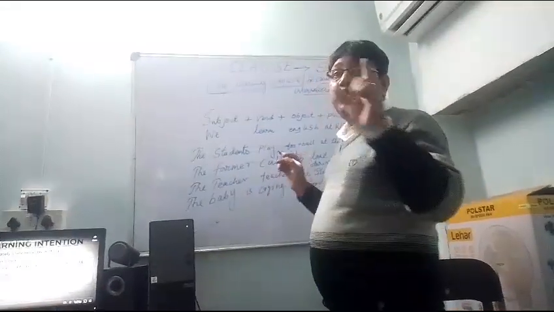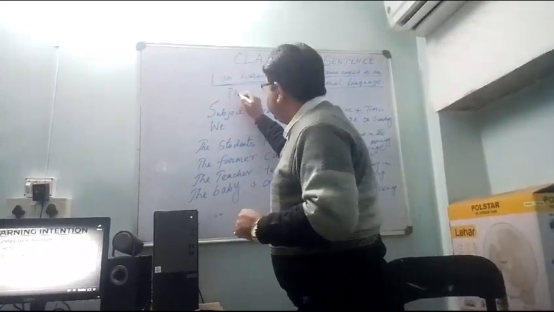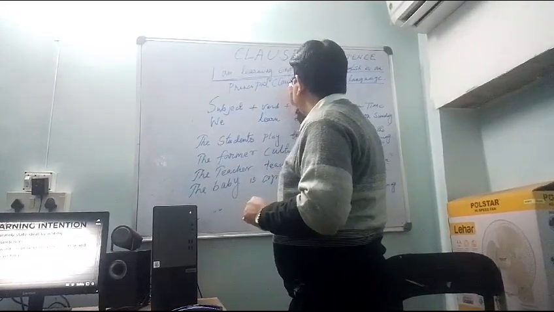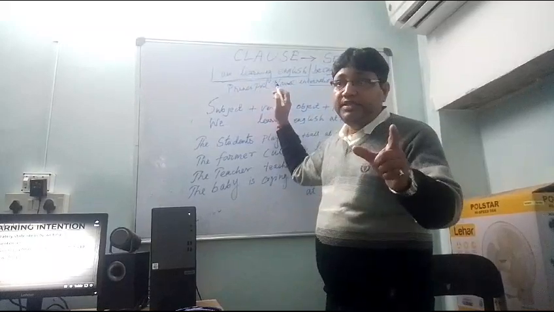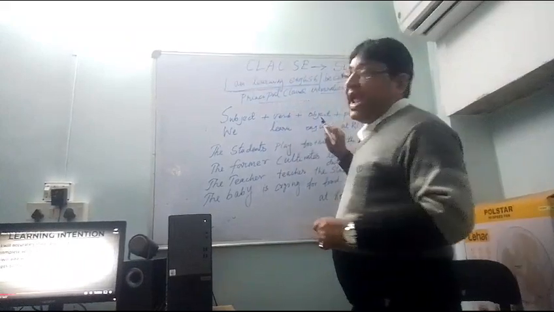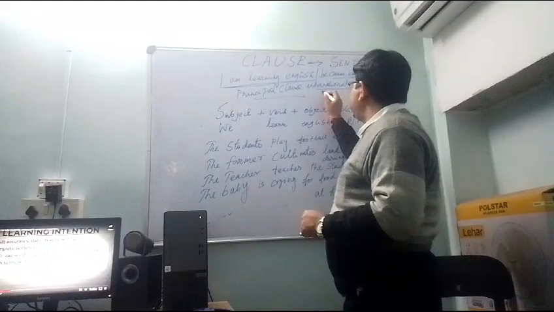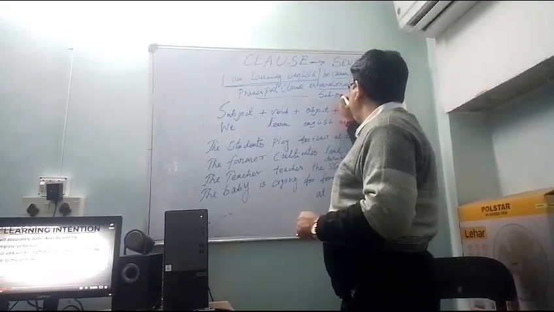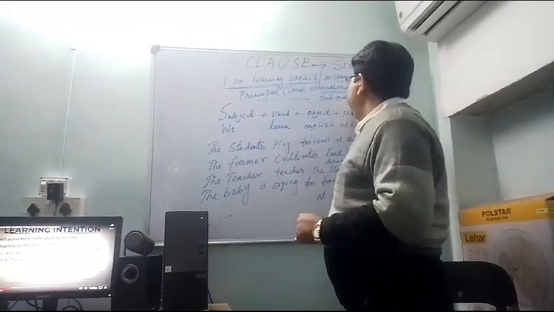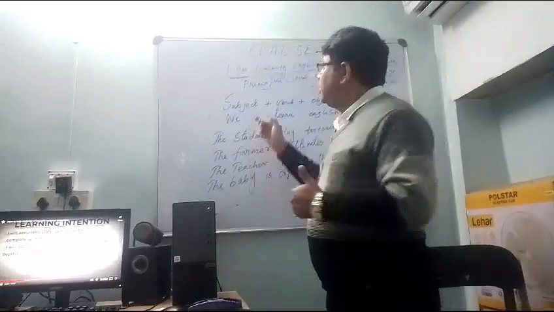Therefore, we should learn the two parts of the clause. The first one is the principal clause. Principal means main, without which the sentence will be incomplete. So I am learning English is a principal clause. And because English is an international language, this part is called the subordinate clause. Subordinate means which is not independent. It depends on the principal clause.